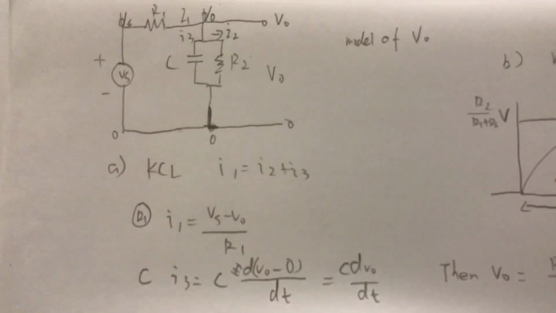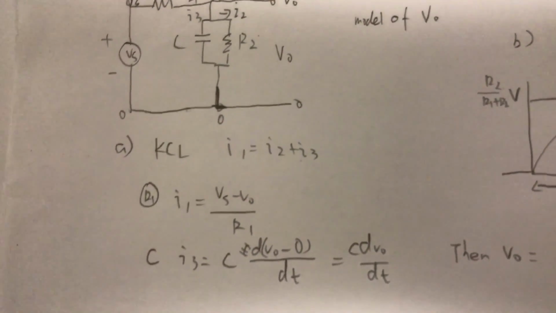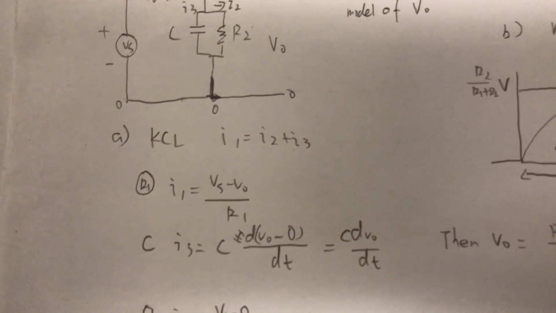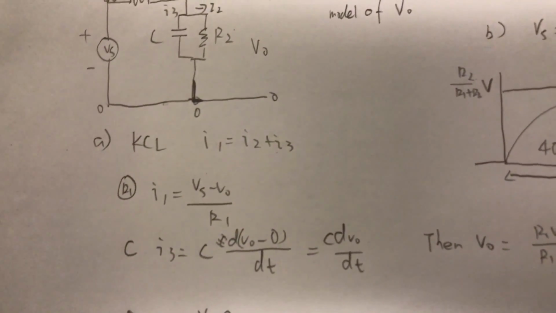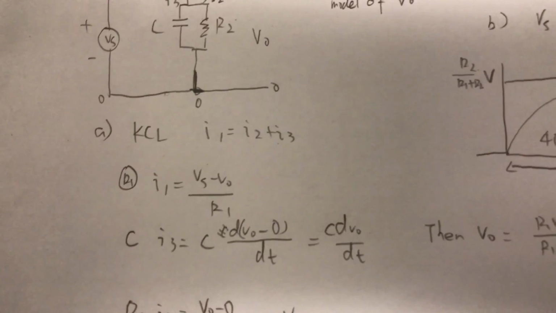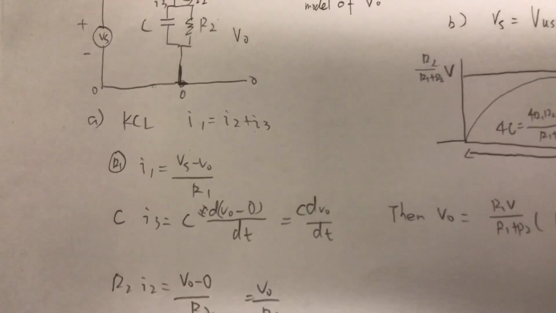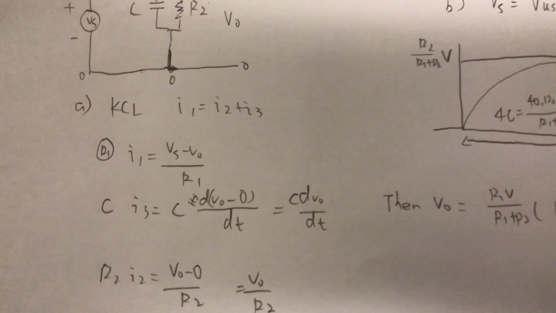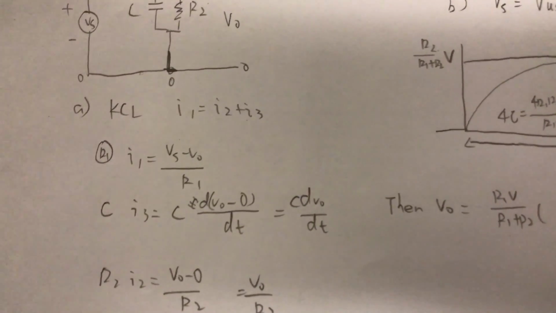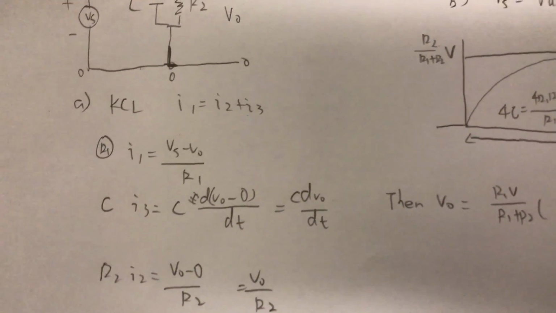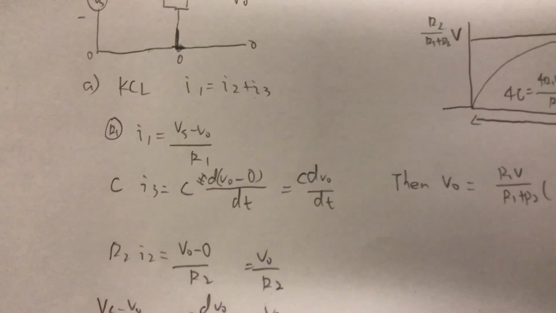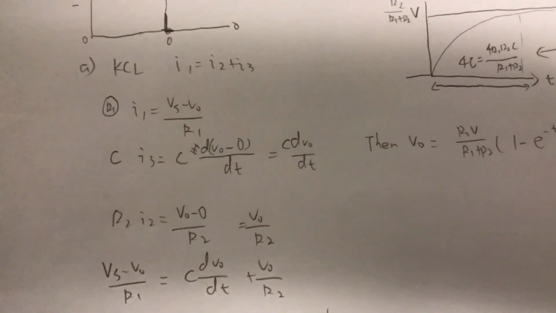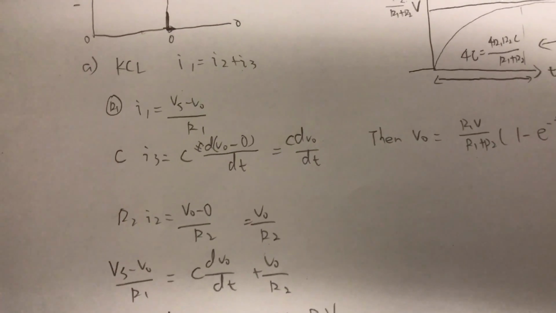First we apply KCL, where I1 equals I2 plus I3. For R1, I1 equals (Vs minus V0) over R2, and for the capacitor C, I3 equals C d(V0 minus 0)/dt, which equals C dV0/dt. For the other branch with R2, I2 equals (V0 minus 0) over R2, which equals V0 over R2.